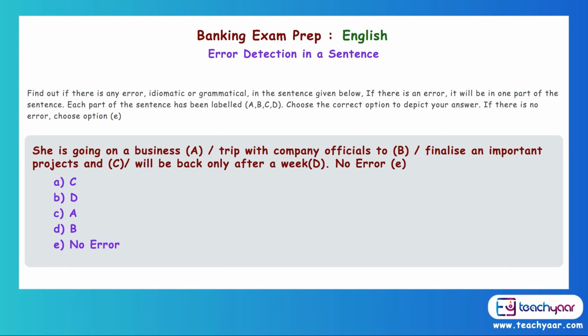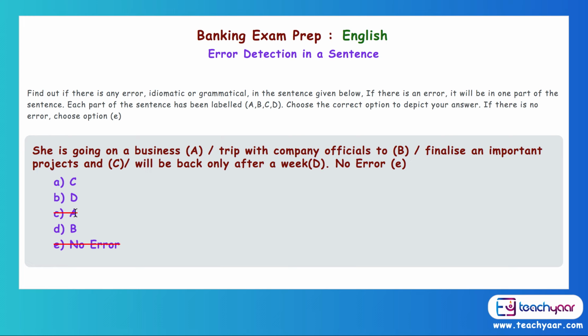She is going on a business trip with company officials to finalize an important project and will be back only after a week. Well, there is an obvious error. So, option E is deleted. Start with the A part. She is going on a business. That's okay.